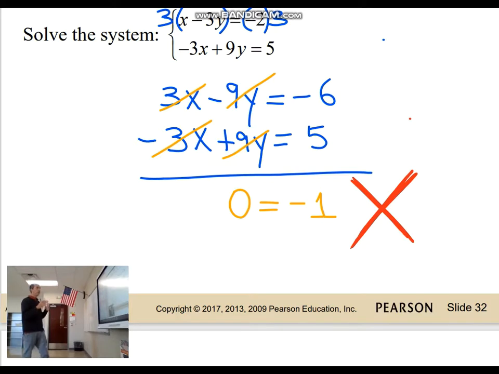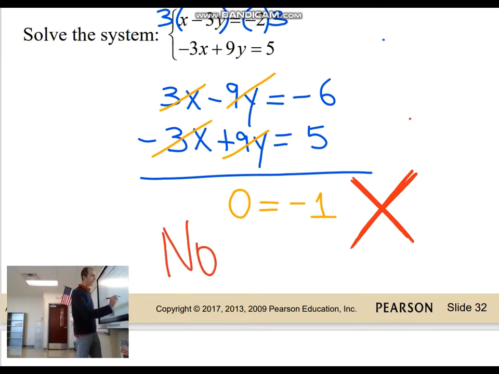There's no solution because the equations, they are parallel. It's a situation where there's no intersection. Both lines don't have a point that intersects, no common points, and we will have as a result a false statement. So no solution.